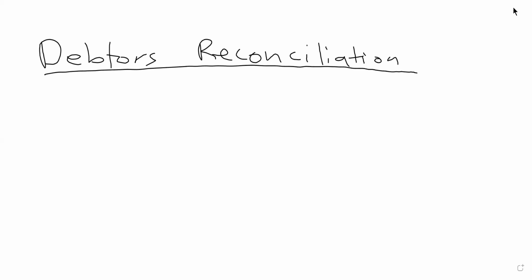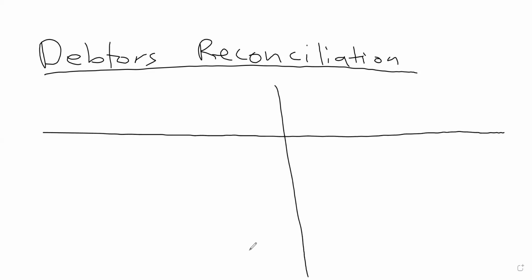Right. So here's one of the important things that you need to understand. When you perform a debtors reconciliation, essentially what you are trying to reconcile is 2 things. You're trying to reconcile your debtors ledger, your debtors control, so to speak, that's what we call it. Let me have this nicely written so that it's properly presented.